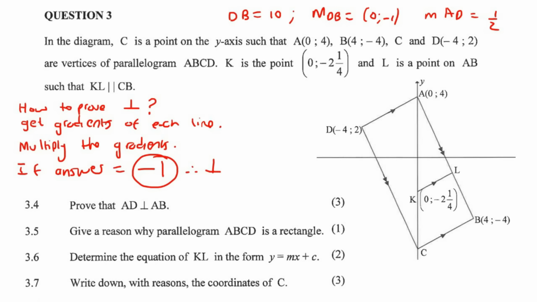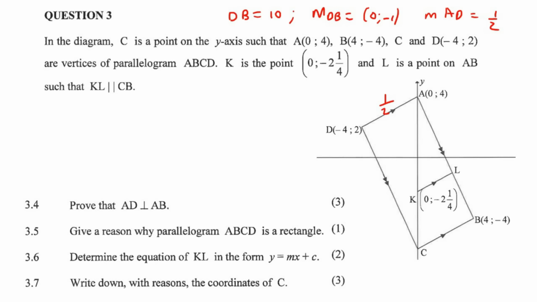So we already worked out the gradient of AD in the previous slide. We said that that gradient was a half. So we now need to get the gradient of AB. And so there we have the gradient formula over there. So we're going to do the gradient now of AB.